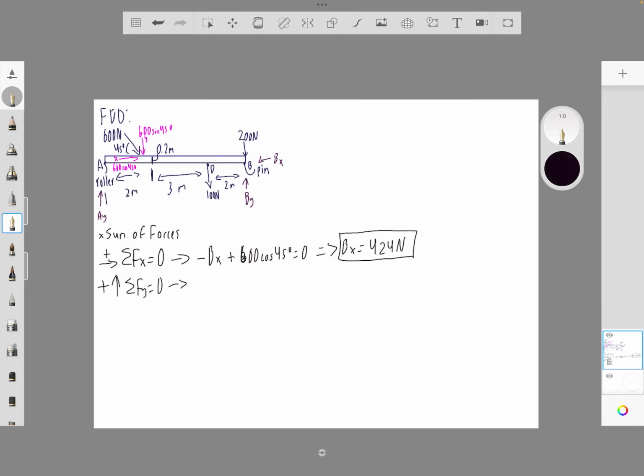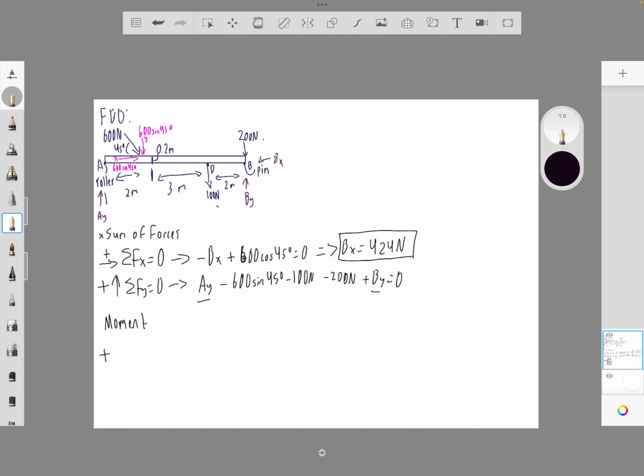So we have Ay in the Y direction, minus 600 sine 45 degrees, minus 100 newtons right here, and minus 200 newtons above B, plus By. Oh no, we have two variables. How will we solve it? We need to take a moment. A moment is a positive value if we rotate counterclockwise. So we're going to be taking a moment at point B.